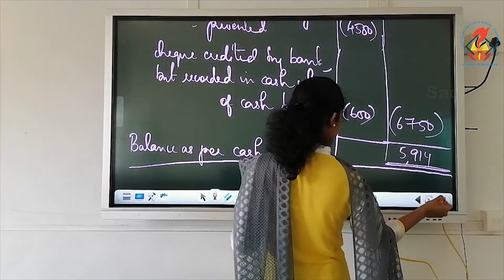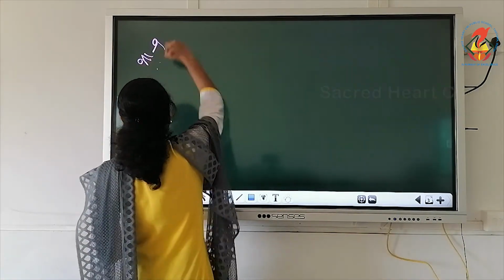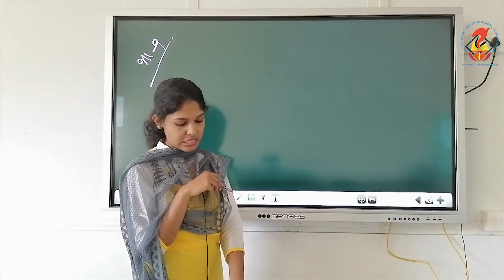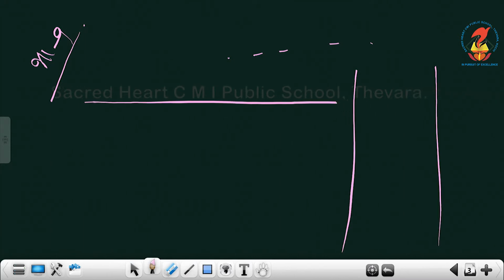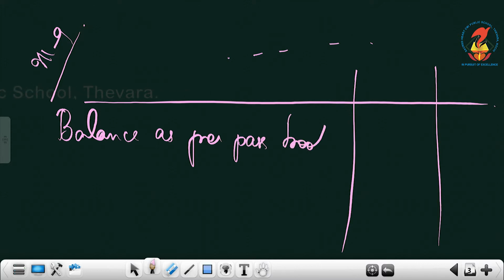So draw the format, the headings and all, you write now. This is illustration number 9. Bank reconciliation statement as on 31st March 2019, that you have to write. Heading you must write, I am not writing now. Then particulars, amount, all those column headings you write. Headings and all are very important. You will not get full marks if you don't write this format and headings.